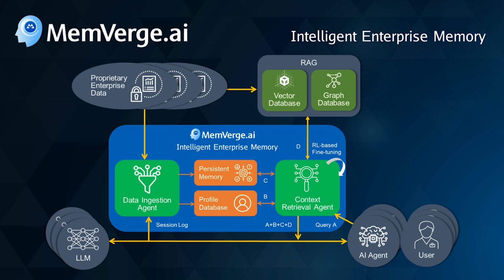And we would have a reinforcement learning-based fine-tuning system for the model that's powering this retrieval agent, so that it can be more intelligent in doing personalized context retrieval from both the memory system as well as the RAG system.